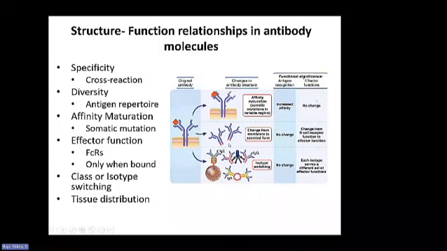On the other hand, if there is a change in the membrane or secreted form, the tailpiece changes it from membrane bound to a secreted form. So there can be a change from B cell receptor function to effector function. And then if there is a change in the Fc region of the antibody, it can change the class from IgM to IgG, IgA, or IgE. This is called isotype switching. And here, the antigen binding or recognition doesn't change, but the effector function changes.